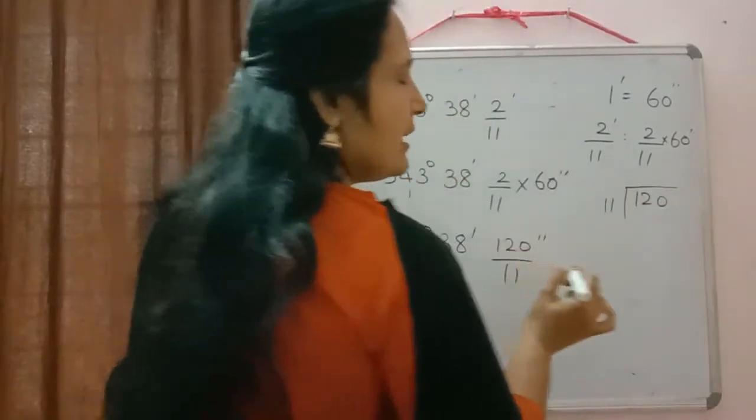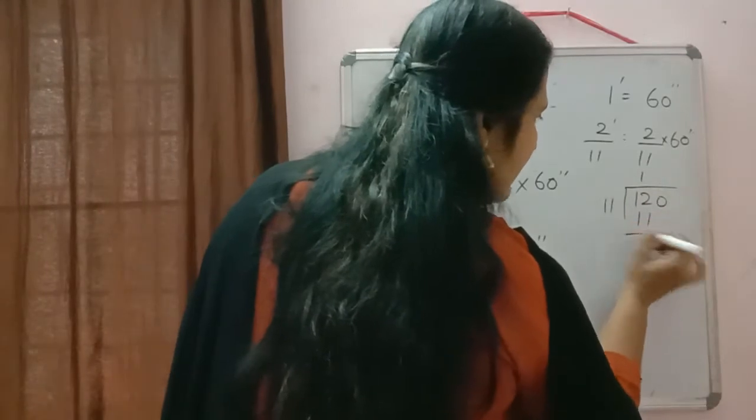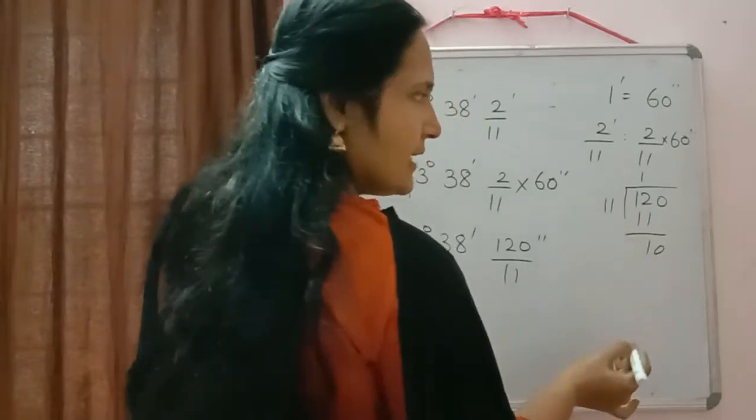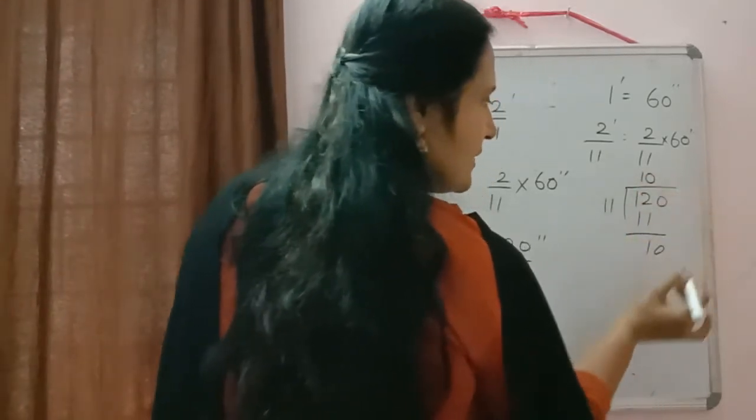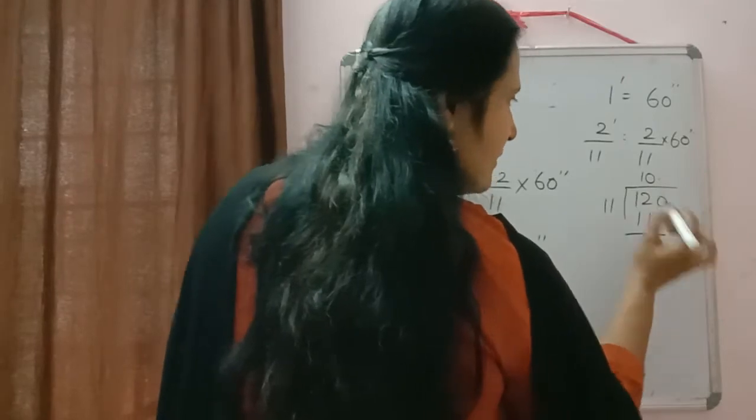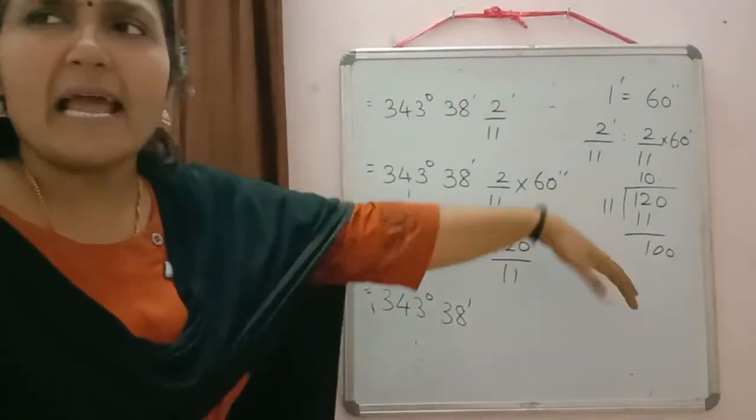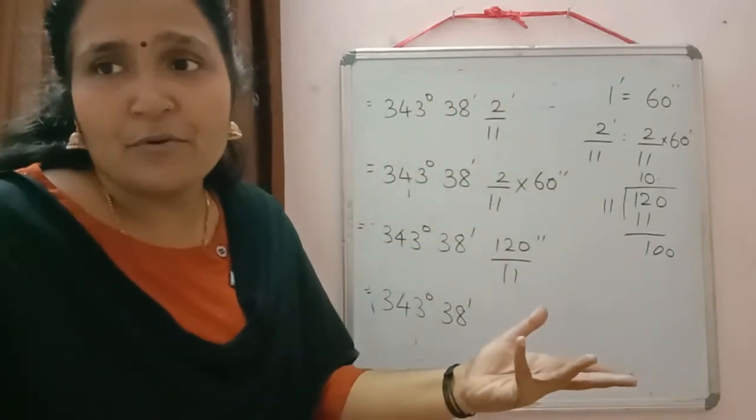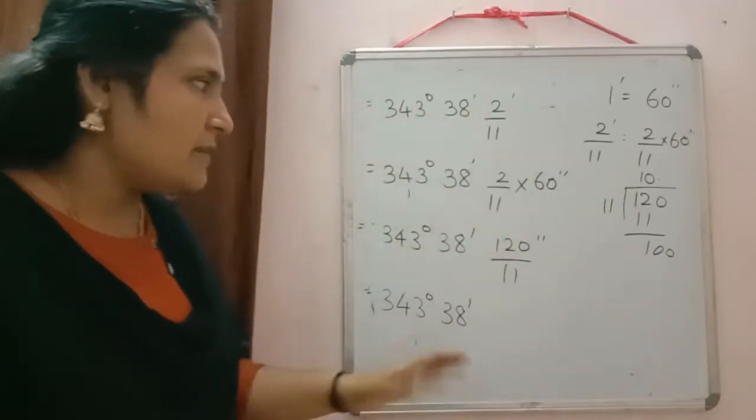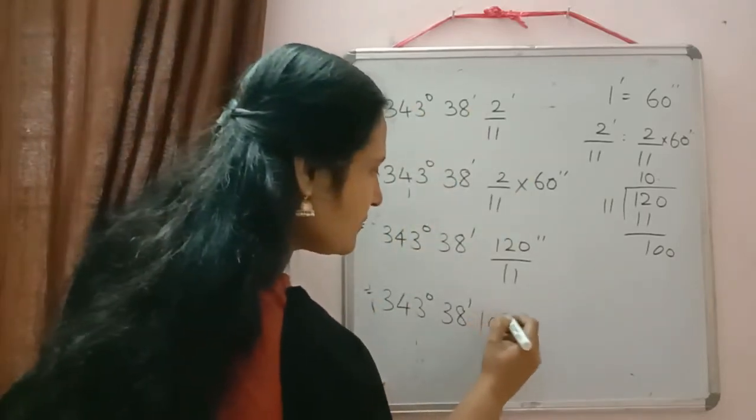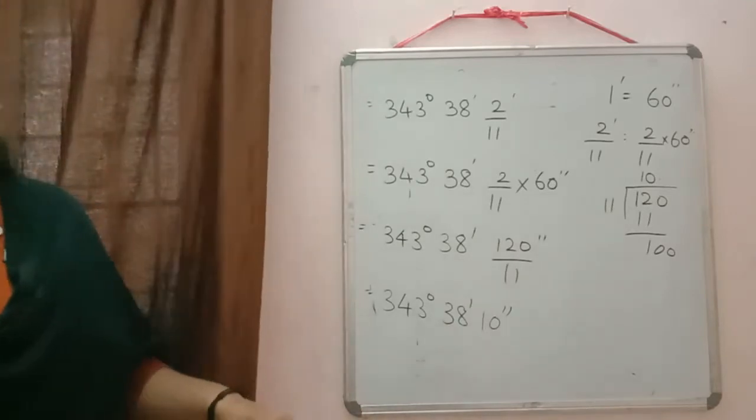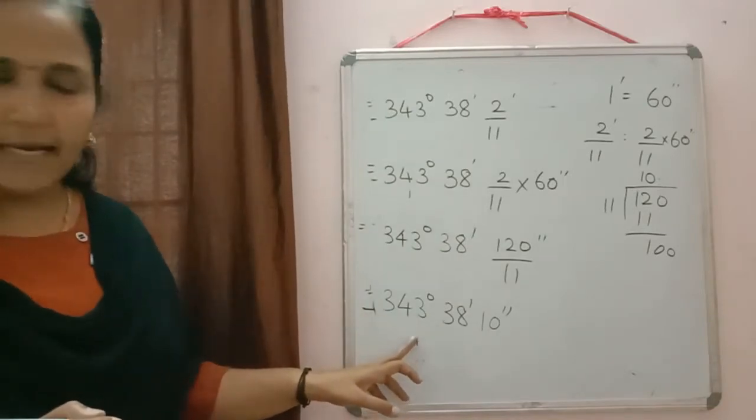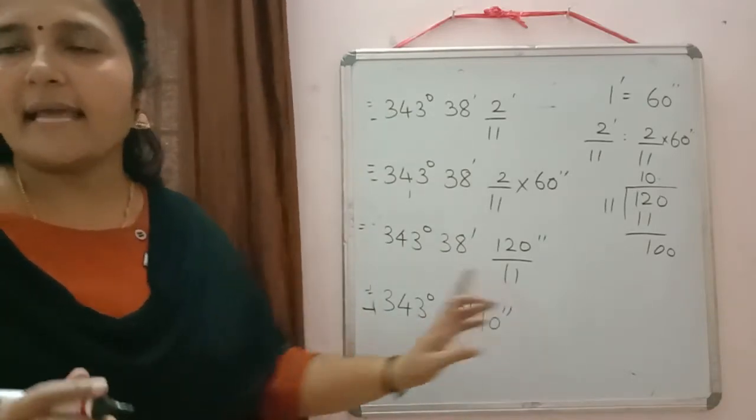Now for 120 by 11, we can check what will come. 11 ones are 11. 10 is smaller than 11, so we put 0 there and then a decimal sign. So approximately we are getting 10 point something. What comes after the decimal we don't need, so we are not going to do the division. We will write the approximate value, that is 10 seconds. So minus 6 radian will be equal to minus 343 degree, 38 minutes and 10 seconds.